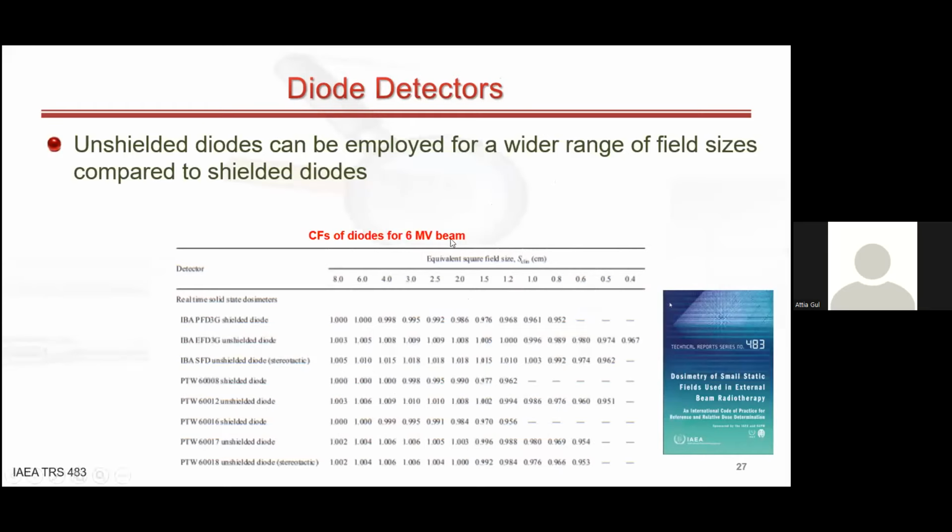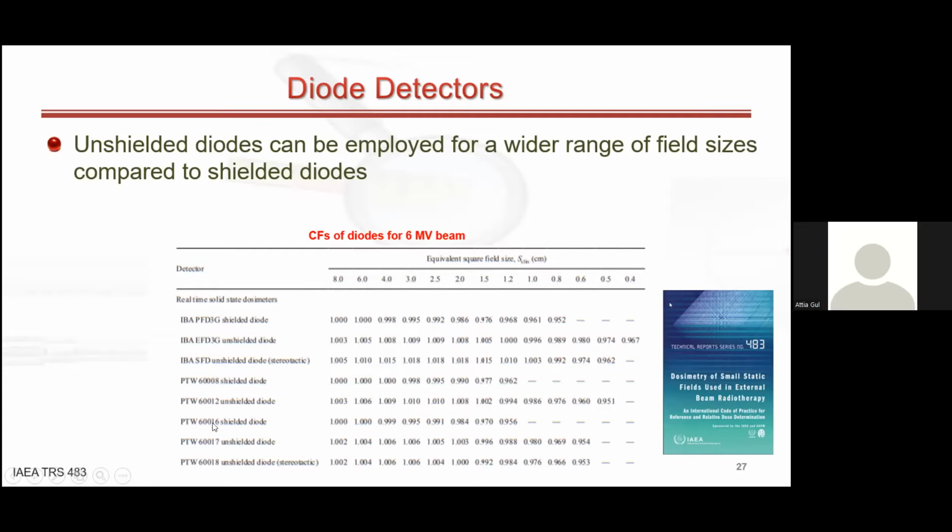Unshielded diodes can be employed for a wider range of field sizes compared to shielded diodes. Again, this table is taken from IAEA TRS 483, where correction factors for different shielded and unshielded diodes are presented. You can see this is an unshielded diode, and its correction factor is provided down to 0.967. That is, we can use this diode for 4 mm field size also, but we cannot use this shielded diode for fields smaller than 0.8.